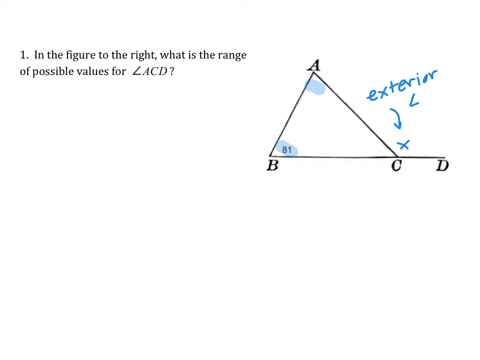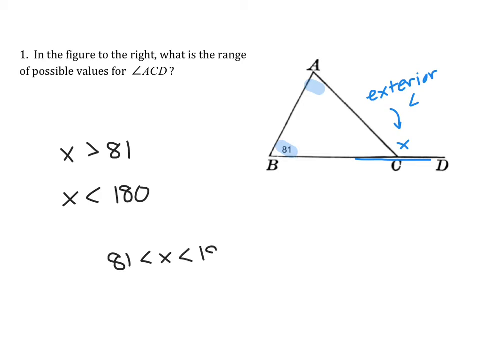So we know that X must be greater than 81. But we also know that there is going to be a maximum value, so that value will never be more than a straight line. You could see that it could extend more, but it won't go past a straight line. So X will never be greater than 180, so X is less than 180. The way you write this is 81 is less than X is less than 180. So it's essentially saying that the angle is between 81 and 180.